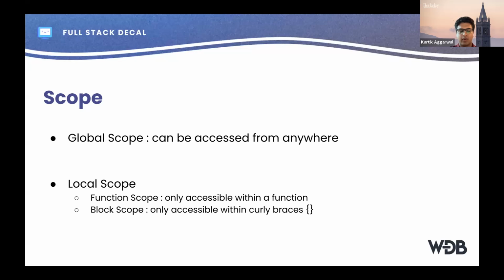With local scope, it's the opposite. If you're defining a variable inside a function, it's only accessible within that function. Similarly, there's something in JavaScript known as block scope. If you're defining something inside curly braces, for example in an if statement or else statement, then that variable will only be accessible within those curly braces.